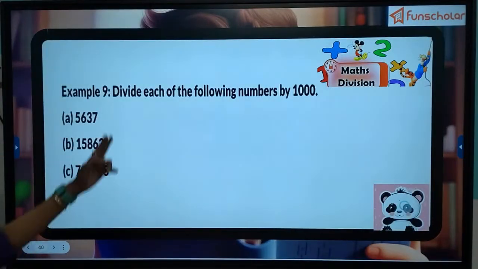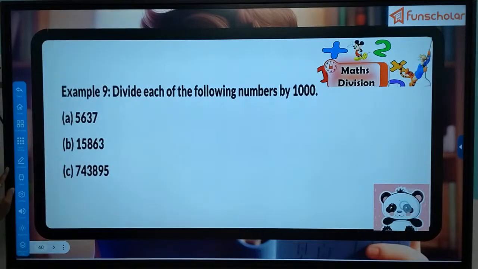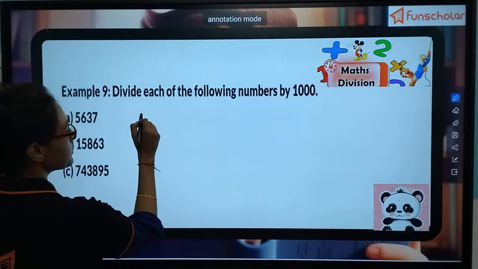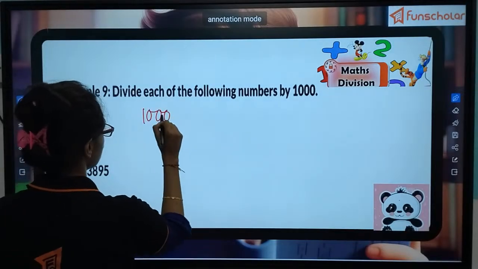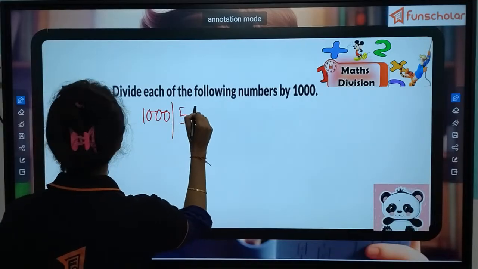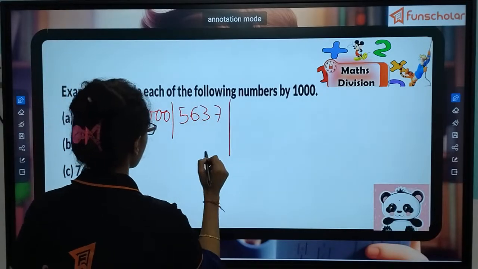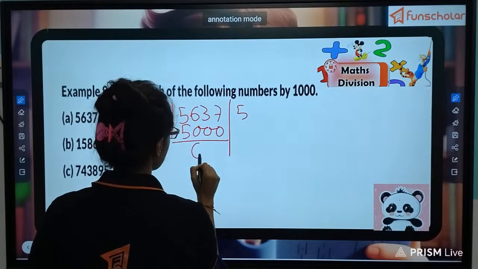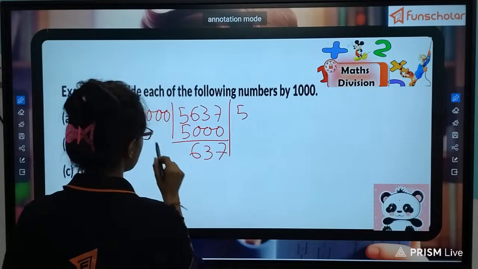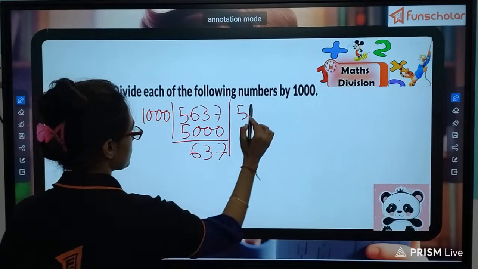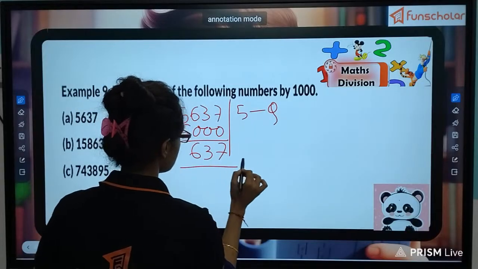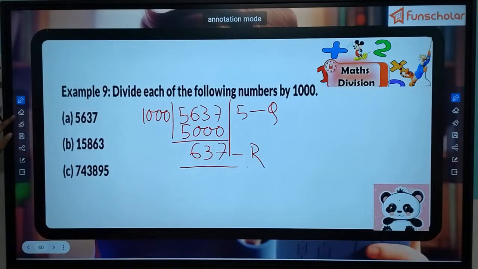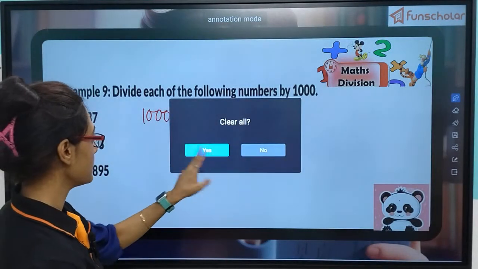Now divide each of the following numbers by 1000. Just try it by yourself. Still I am doing that for you. 5637 divided by 1000. 5 1000s are 5000. 637. Now see, we cannot divide it further. So 5 is the quotient, 637 is the remainder. First one done. I hope you have done it with me.